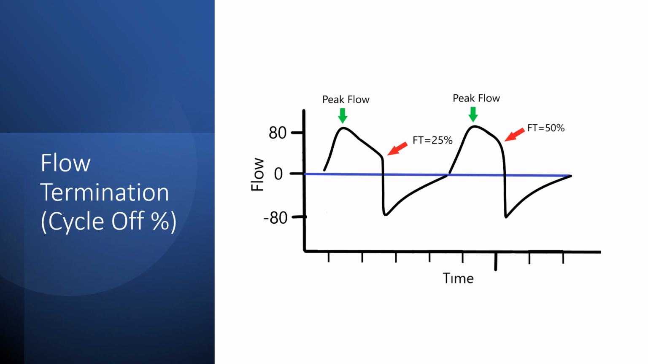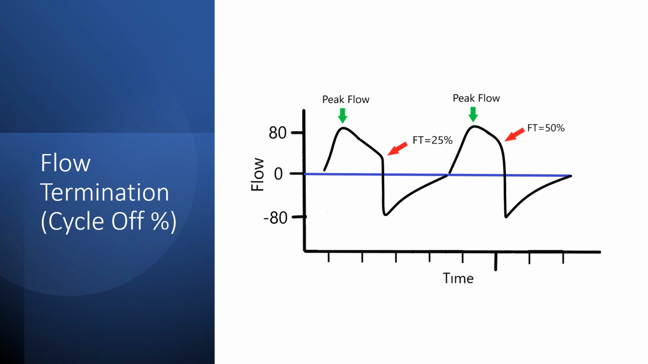Now, if my flow termination is set at 25%, the machine is going to read that inspiratory flow, and whenever that flow rate drops to 25% of whatever it peaked at, so in this case 80 liters per minute, it's going to stop helping. It's going to terminate the assist, and it's going to allow the patient to exhale. So 25% of 80 is 20. So if they had a peak flow of 80 liters per minute, when that flow rate dropped to 20 liters per minute, the machine would go, hey, this person's done breathing, and it would allow exhalation to occur.